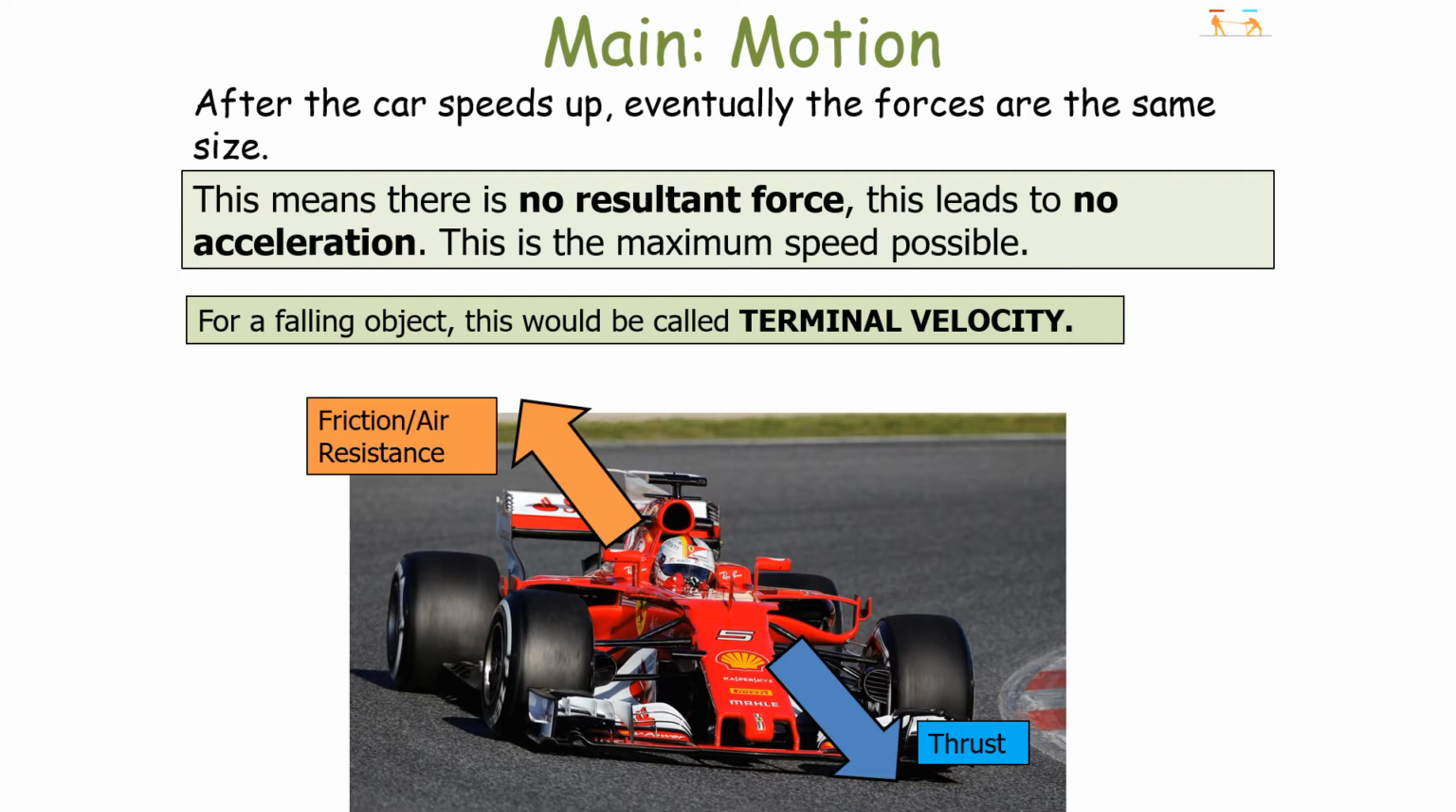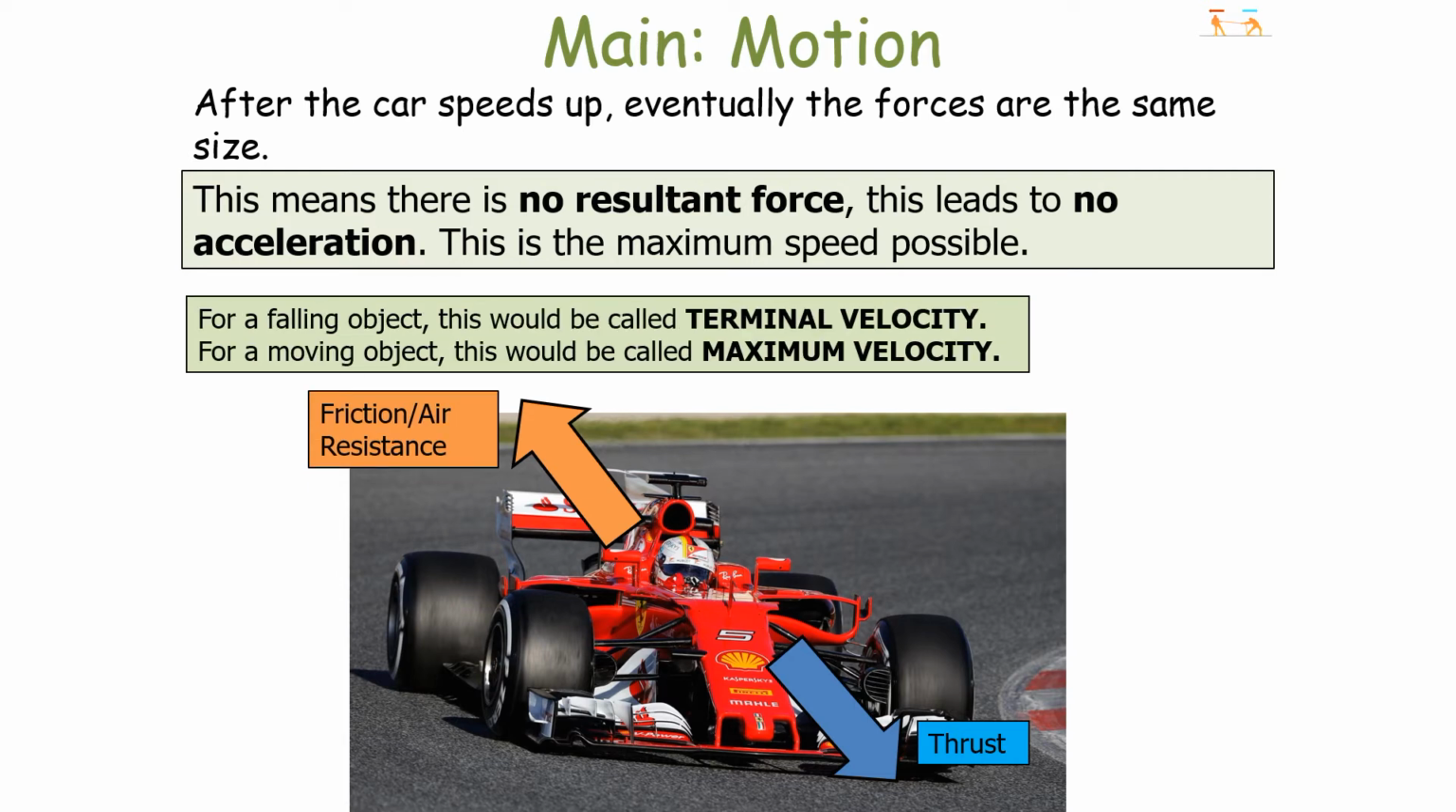Now as a resultant force causes an acceleration, no resultant force leads to no acceleration. So this means our car cannot travel any faster. Now this is called the maximum possible speed. Now if this object was falling, we will call this the terminal velocity. So for a falling object, the maximum possible speed is the terminal velocity, but for a moving object such as a car, we will call it the maximum velocity.